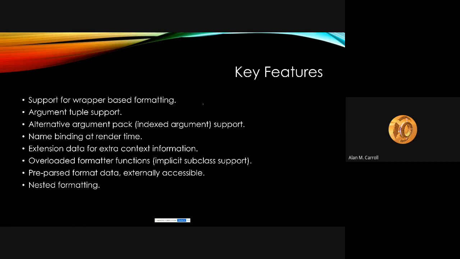Alternative argument pack, indexed arguments. So what the arg packs do is say, okay, we've got indexed arguments. I want to pass you in something. So when you have argument 2, call me and I will tell you what argument 2 looks like. Similarly, I wanted name binding so that at the time you render the object, you can pass in a name binding to say, well, when you see this name, call this generator function to generate the output.